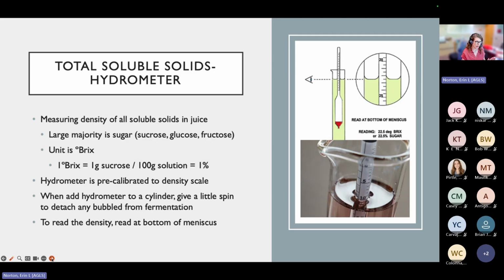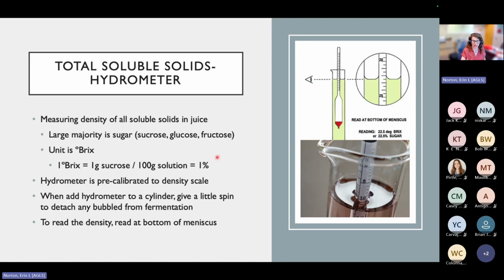There's different units around the world, Oechsle, Baume. Some hydrometers measure in potential alcohol directly. Refractometers or hydrometers can measure in percent alcohol, potential alcohol directly. So just to remind you, 1 degree Brix is the same as, or the units derived from 1 gram of sucrose dissolved in 100 grams of solution, or a 1% solution. So that's where Brix comes from.